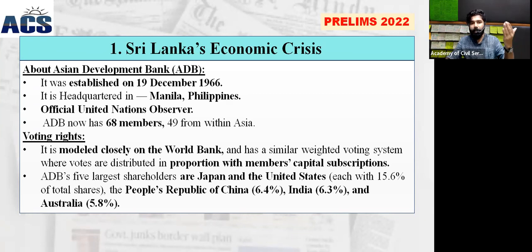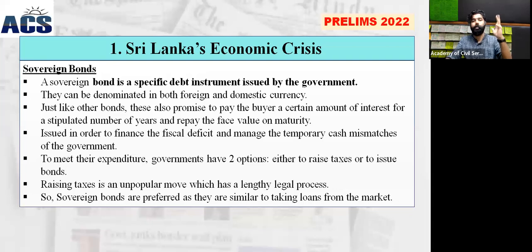So a statement can also come that it is following the model of the World Bank in terms of the voting rights of the members. So that is again right. The Asian Development Bank, the headquarters, it is an official observer to the UN, the members, the shareholders, etc. These facts can be asked as questions.